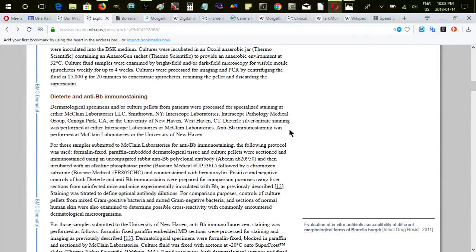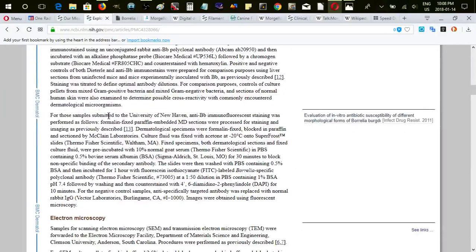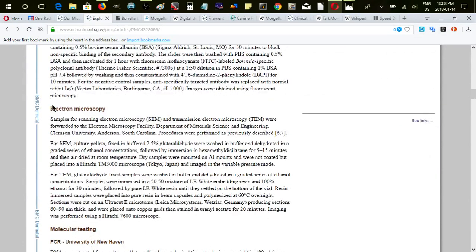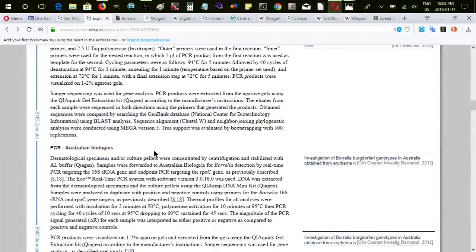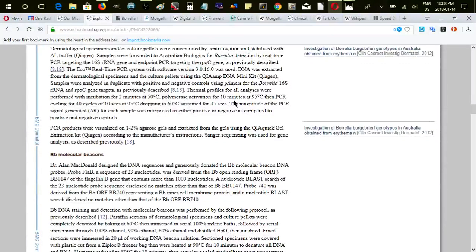So they've done testing in 1, 2, 3, 4 or 5 different laboratories. I'm not a speed reader, so I can't go quickly. Electron microscopy. So they've found little spirochetes with electron microscope too. PCR, that's a fancy way of finding DNA. Some of their testing was done internationally. So some of their samples were sent off to Australia to be analyzed.